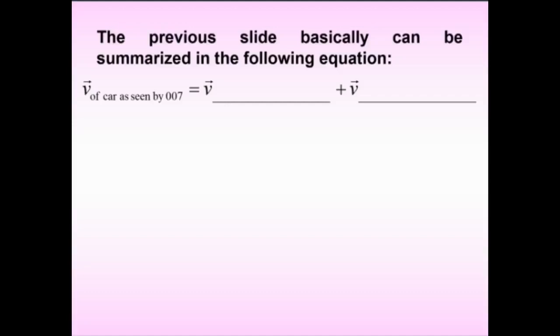As seen by. Everyone, get used to 3 ways of saying the same thing. You can say as seen by. You can say, what's today's lesson? Relative to. Or you can say what? According to. I will use the 3. Most of the time, I'll either use relative or as seen by. So velocity of car as seen by 007. How many objects are mentioned here? 2. But we have how many in the problem?